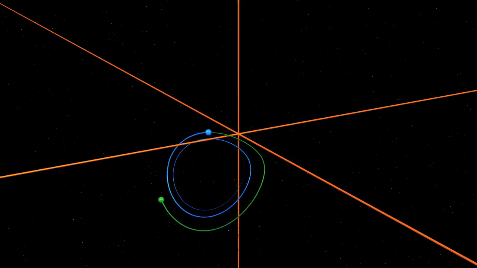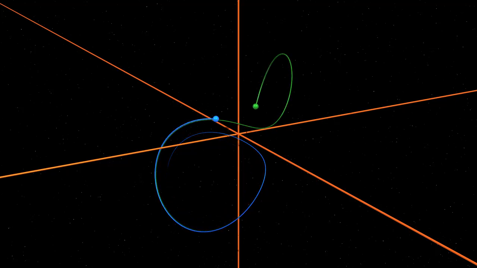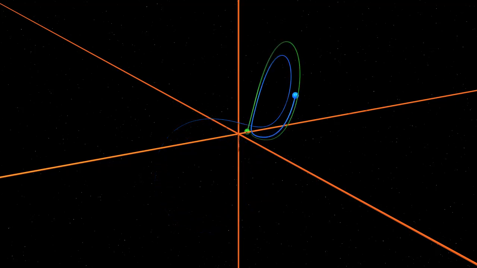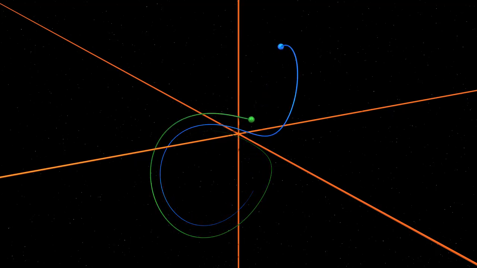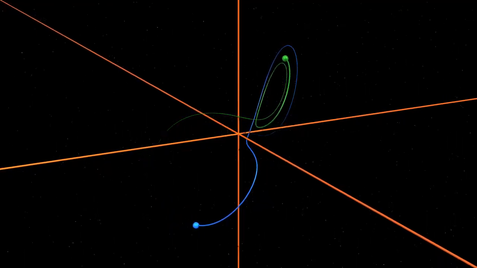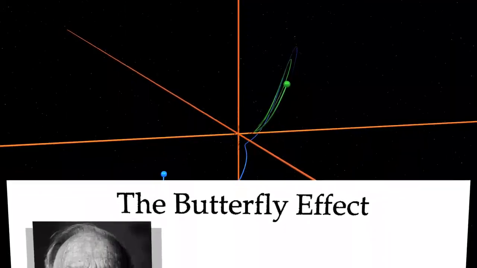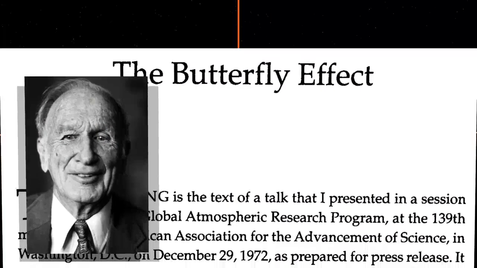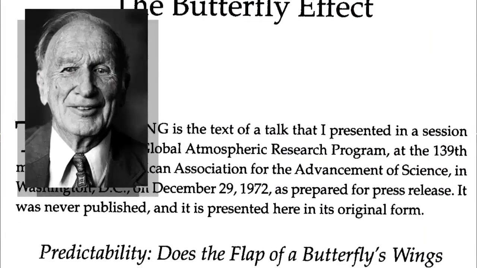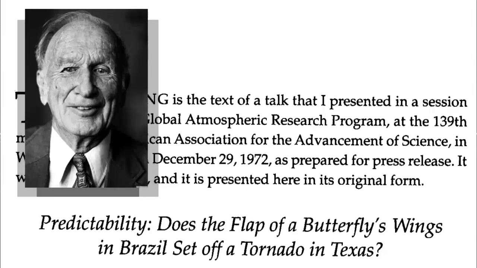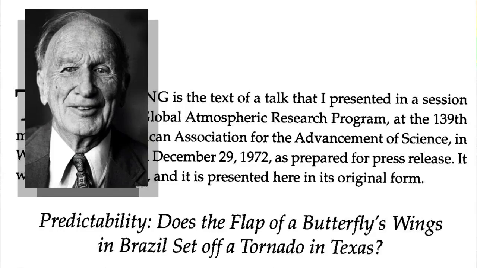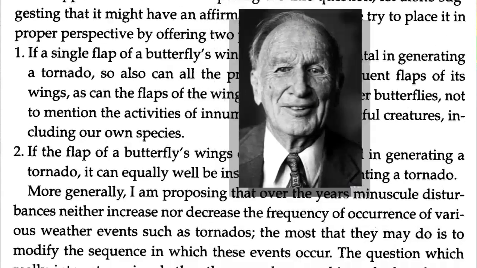In 1972, Lorenz was going to present his work at a prestigious conference. But he was late in sending in the title of his lecture. The organizer, Philip Merilees, was in a hurry to send the program to the participants, so he chose a title for Lorenz. Predictability. Does the flap of a butterfly's wings in Brazil set off a tornado in Texas? The butterfly effect was born.